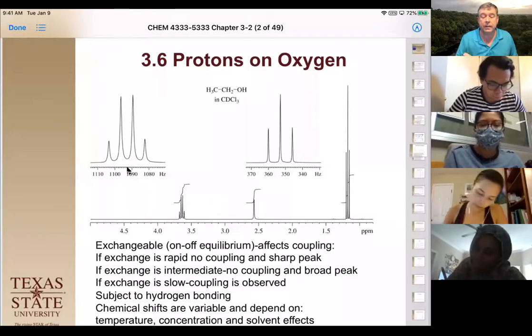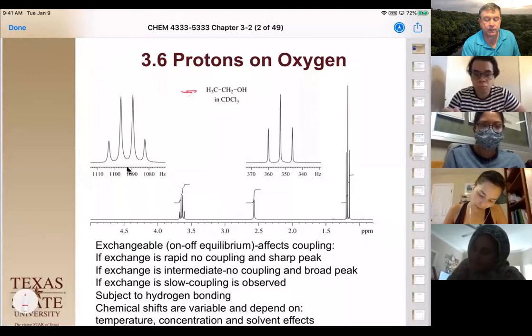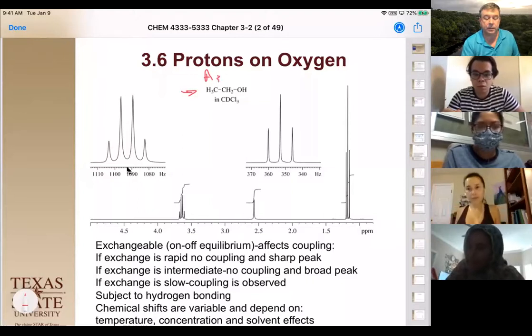So let's look at that using our Pople notation here. And so let's start with this end here. So this would be our A, and we have 3 hydrogens on there. This is our M, and we have 2 hydrogens on here.